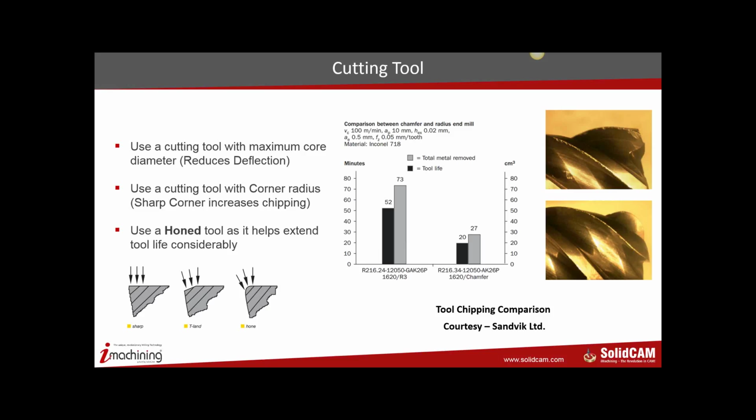The other very important thing, as you can see on your right-hand side, is the fact that the tool must have a corner radius. A tool with a corner radius is much more effective than a tool with chamfer or sharp corner, because chamfer and sharp corner both increase the chance of tool chipping. And you can see on the graph out there, which I got from Sandvik, that when you're machining a material like Inconel, a corner radius R3 tool can give you a tool life of 52 minutes against a 20-minute tool life by a tool which has got a chamfer at the bottom.